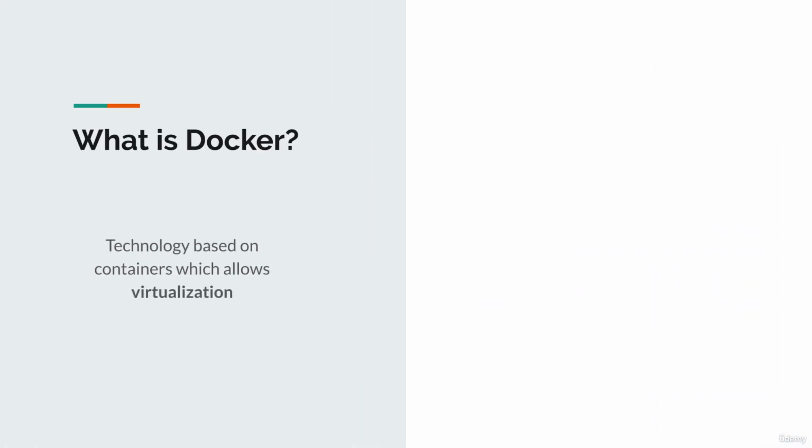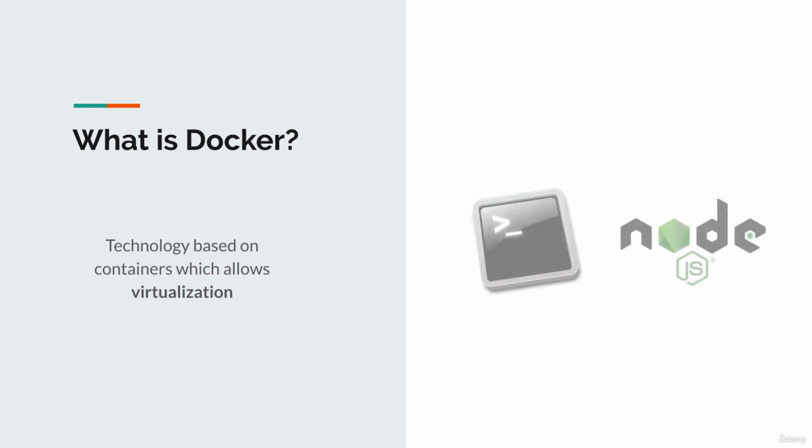To begin with, Docker is a technology that is based on containers, which allow virtualization. Think about needing to install Node.js in order to run a piece of code, for example a CLI tool. You first have to download the proper version of Node.js, install it, and then execute the CLI tool that you are interested in. And this is only a very simple example.